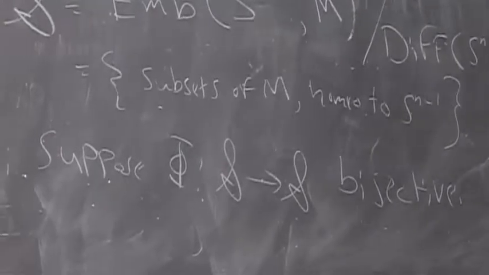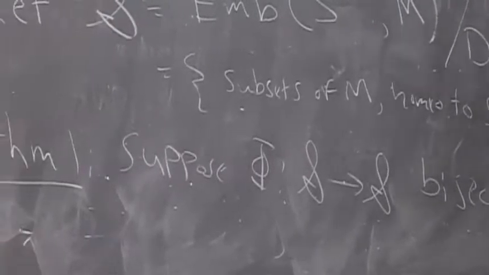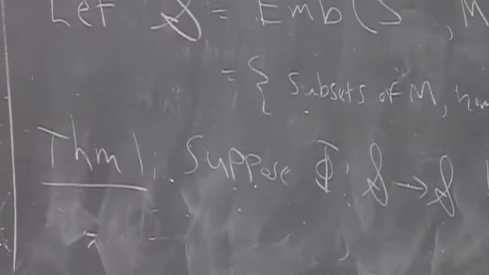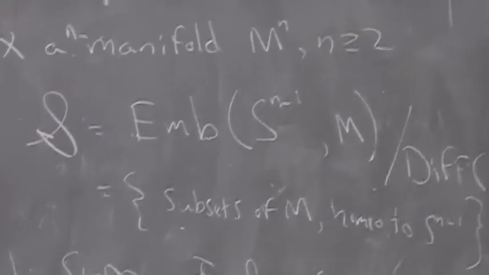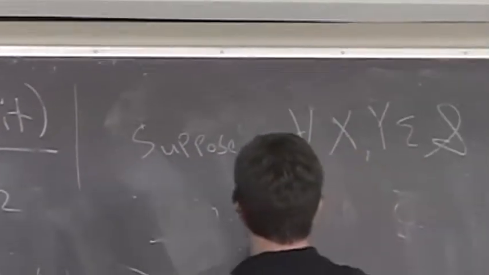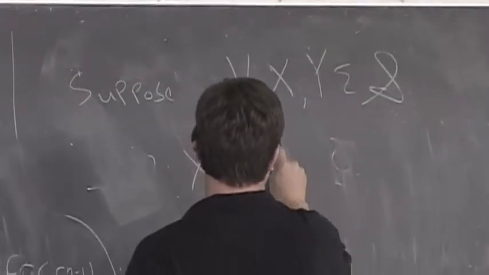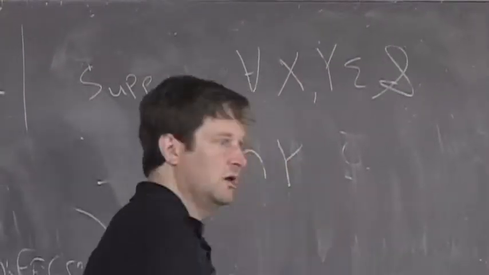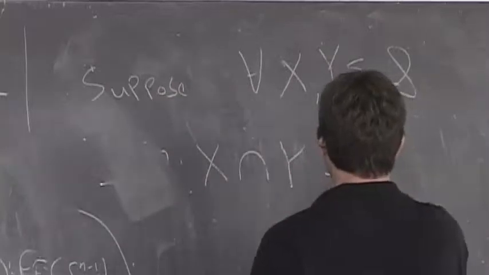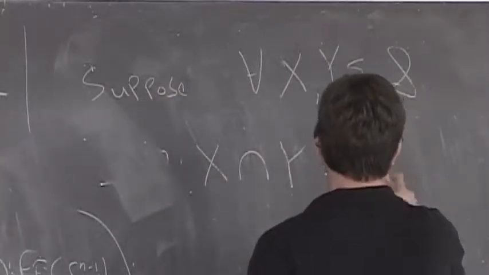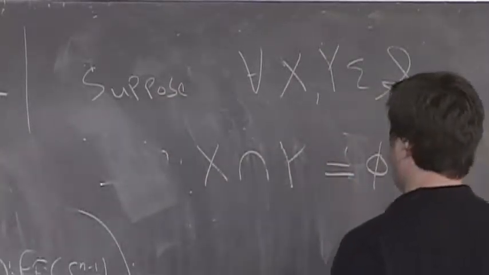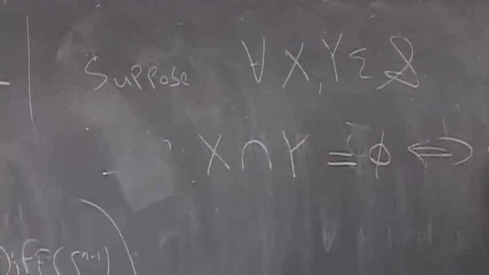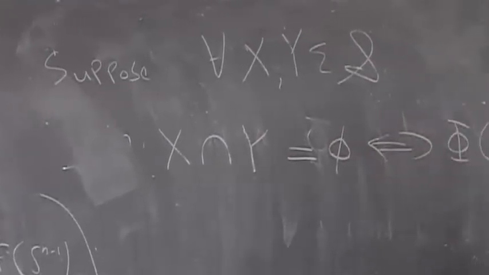And suppose for all embedded spheres, I'm thinking of them as subsets, X and Y, you have the property that disjointness is preserved. You can either say disjoint or not disjoint, it's equivalent. They're disjoint if and only if phi of X is disjoint from phi of Y.